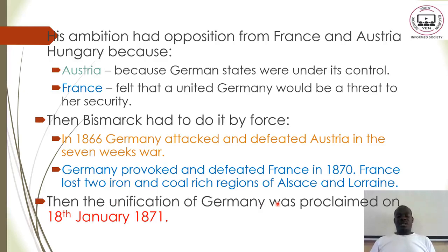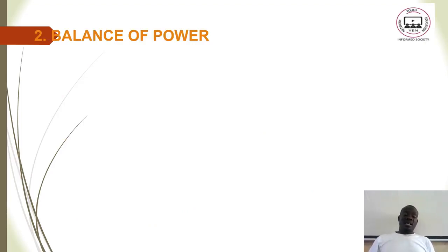Then the unification of Germany was proclaimed on 18th January 1871. So on 18th January 1871, the unification of Germany was made possible. We are looking at the events that took place in Europe between 1870 and 1914. So the first one is the unification of Germany, which was made possible on 18th January 1871. So we have seen the events towards the unification of Germany.